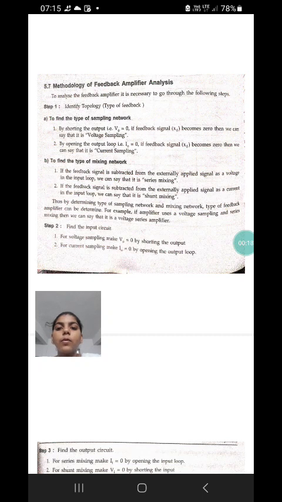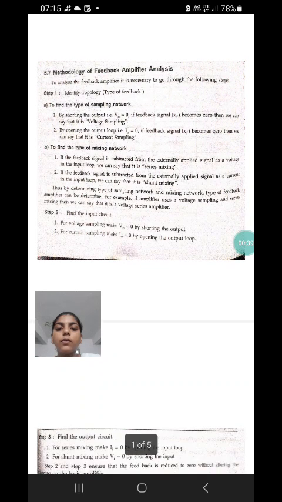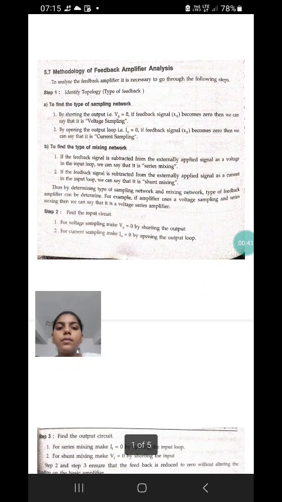My tech talk topic is the methodology of feedback amplifier analysis. Let's begin. To analyze the feedback amplifier, it is necessary to go through the following steps. Step 1: identify the topology, that means identify the type of feedback. To find the type of sampling network, short the output, that is V0 equal to 0. If the feedback signal XF becomes 0, then it is a voltage sampling.